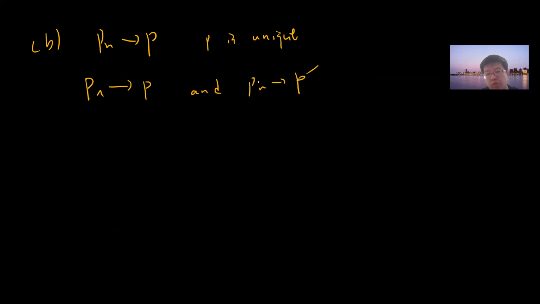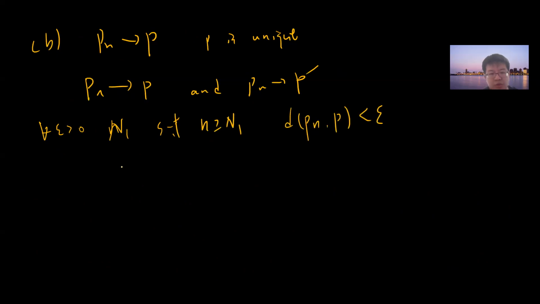So B: if Pn converges to P, then P is unique. I think this is trivial. Suppose that Pn converges to P and Pn converges to P prime. We want to prove they are the same. You know that for epsilon greater than 0, you can find N1 such that when n is greater or equal to N1, d(Pn,P) is less than epsilon. And then there is N2 such that for n greater or equal to N2, d(Pn,P prime) is less than epsilon.